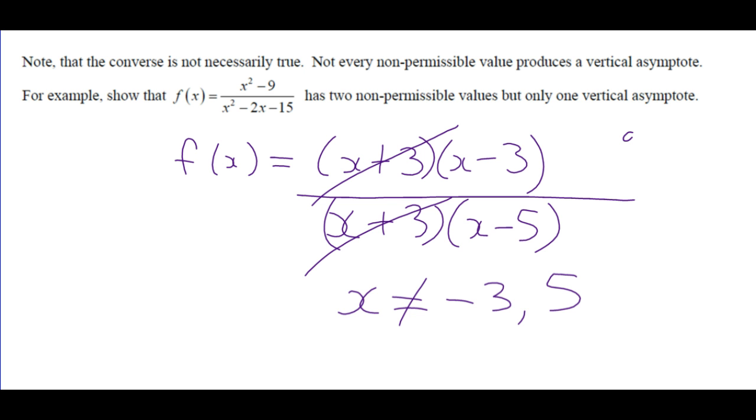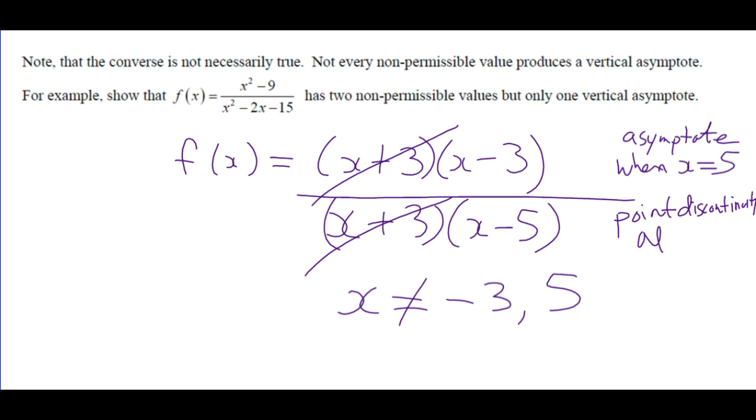So we have an asymptote when x equals 5 and a point discontinuity at -3. Okay? So just because there's a non-permissible value, it doesn't mean there's an asymptote there, right? You need to go a little further.